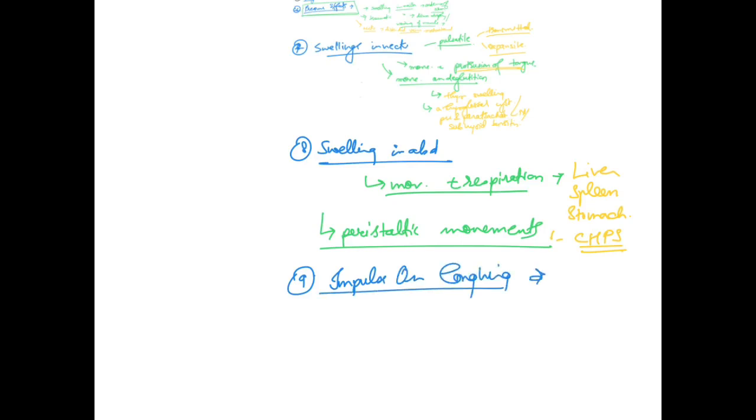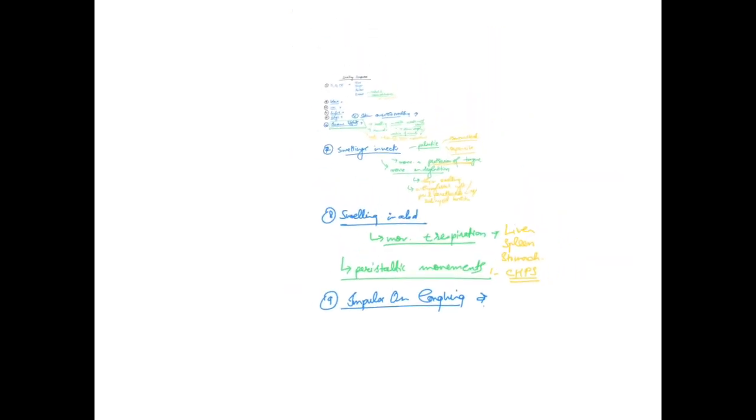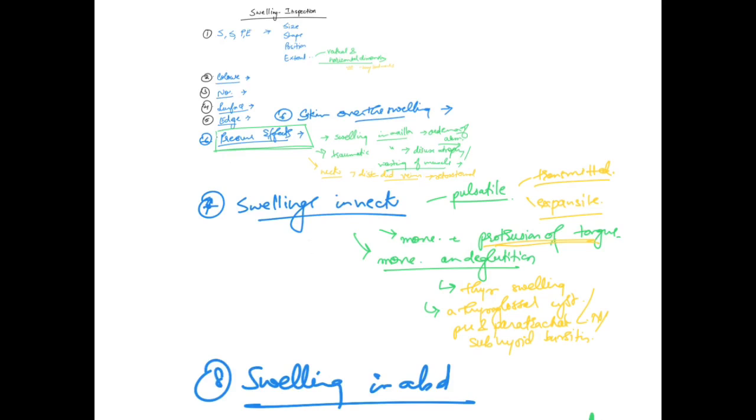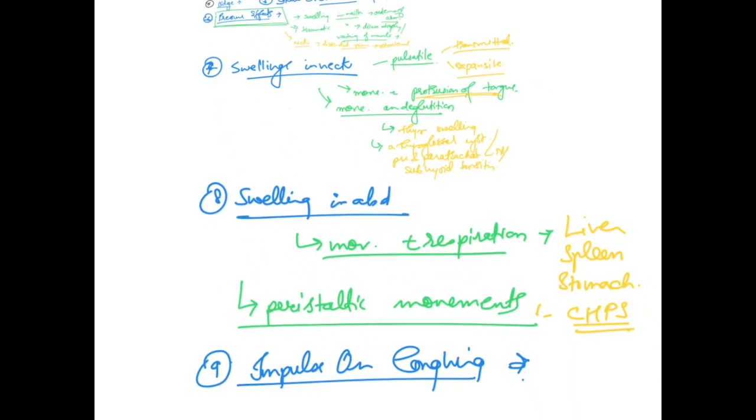or for babies, you can see it when the baby cries. So impulse on coughing should also be seen in inspection. So these are the basic things. Let me revise them again. It's size, shape, position, extent, the color of the swelling, the number of swellings, its surface, edge, whether it's causing any pressure effects, and look for pulsatility, movement with protrusion of the tongue, movement on deglutition, movement with respiration, peristaltic movements, and impulse on coughing.